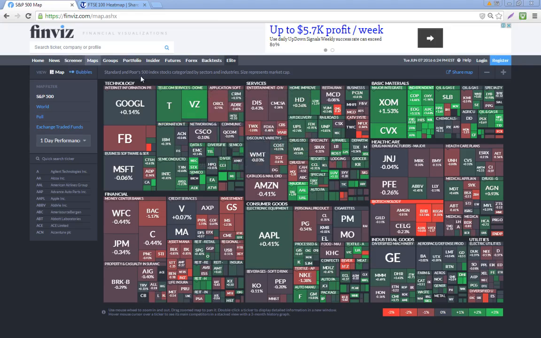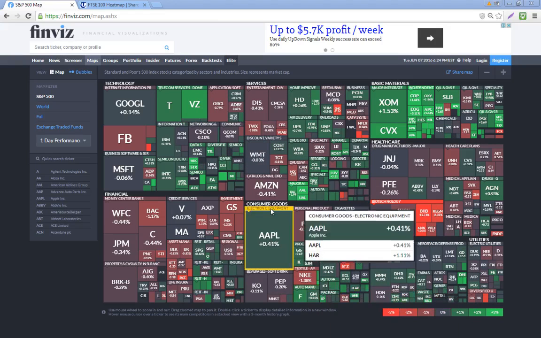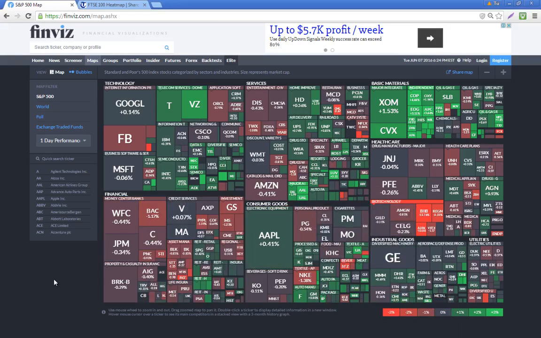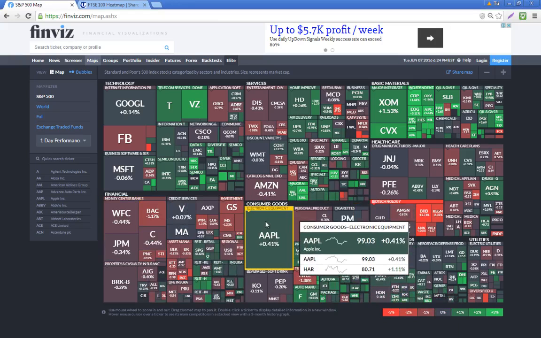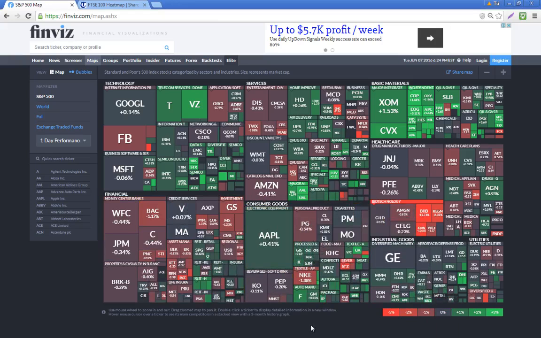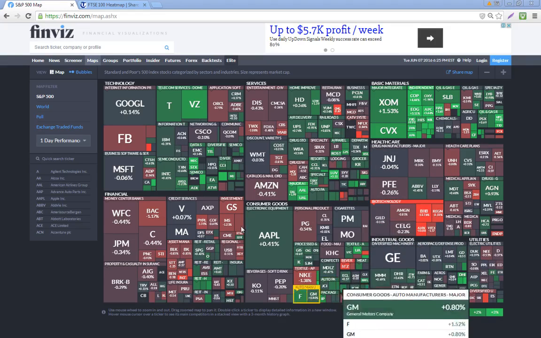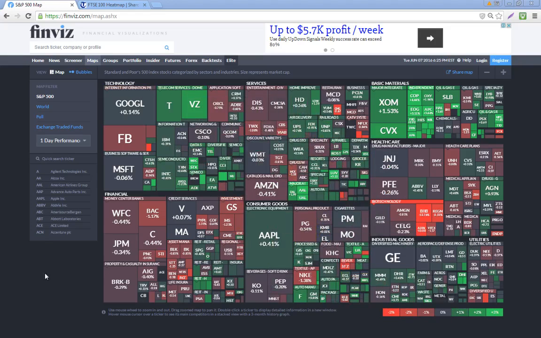You can see that we have the technology sector, the service sector, basic materials sector, biotechnology sector, industrial goods, utilities, consumer goods, and financials. Now, for example, if we look at the consumer goods, you can see that Apple is the biggest stock in that sector. And the reason is because Apple has the largest market cap of any of those stocks in the consumer goods sector. Google, Facebook, Microsoft in the technology sector are the stocks that have the higher market cap.